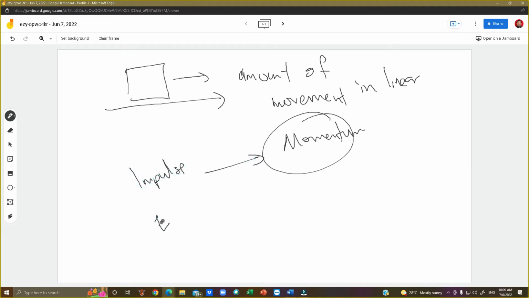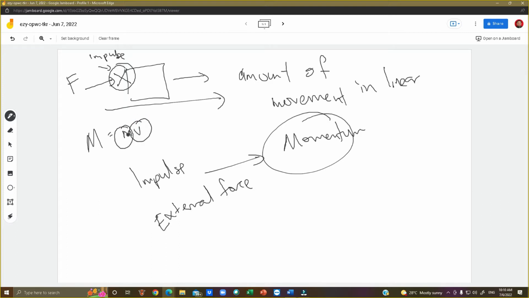Or external force. Impulse is actually a form of external force, meaning we inflict force on the object. At the point of impact, we transfer impulse, and when you transfer an impulse to an object, it will cause the object to move. If the object moves straight, this is known as linear momentum. How much movement? We can have it as momentum equals mv, the mass of the object times the velocity. So the higher the velocity, the more momentum the object will have.